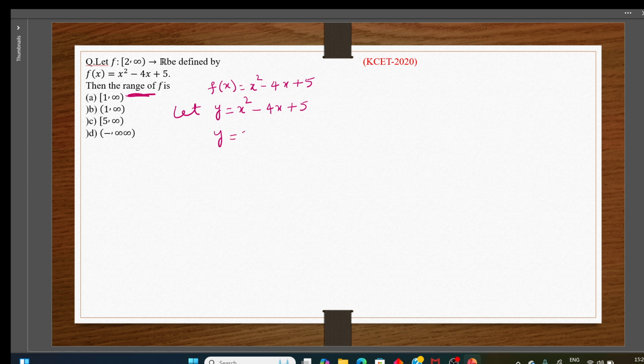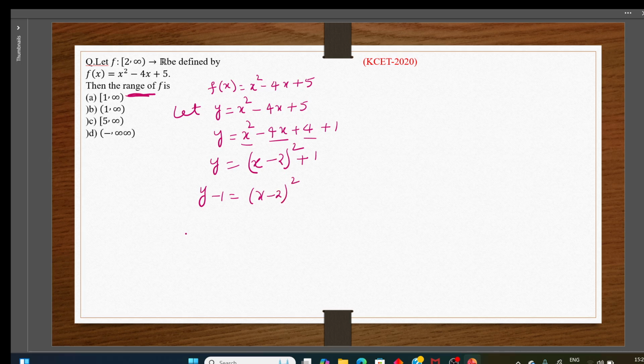So simplify this: y equals x square minus 4x, and this 5 can also be written as plus 4 plus 1. So y is in the form of a square minus 2ab plus b square, where b is 2 square. So we get x minus 2 whole square, plus 1. Transposing the 1 to the other side, it becomes minus 1. So y minus 1 equals x minus 2 whole square.